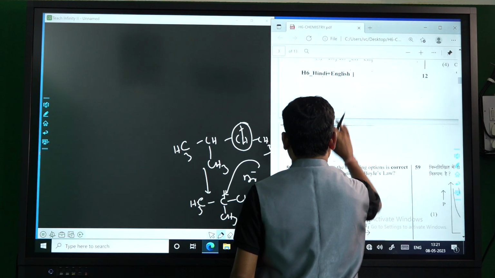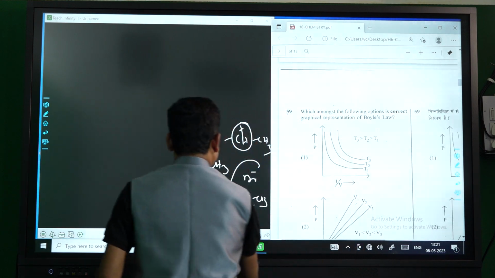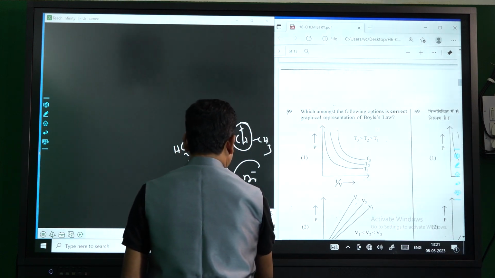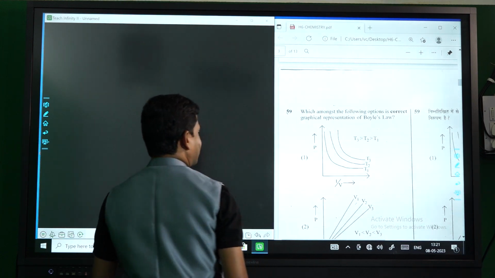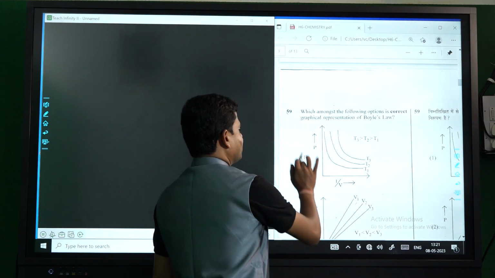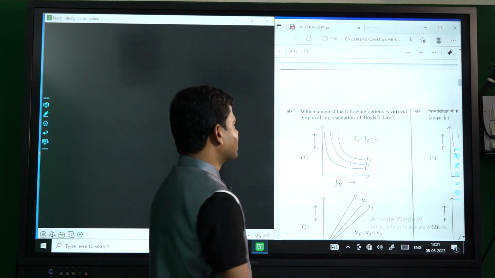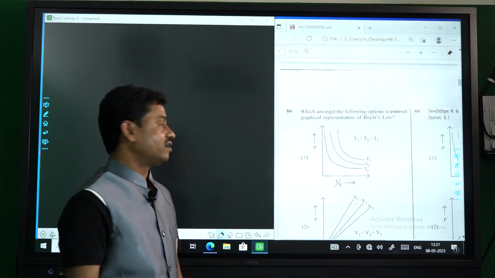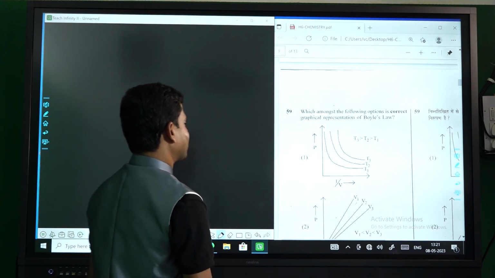And come to now question number 59. A good question, but a plus 2 level and board level question. So it is not a NEET level question. In that case, Boyle's law is indicated in your question: the graphical representation of Boyle's law regarding pressure and volume.